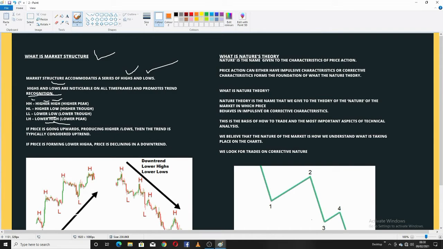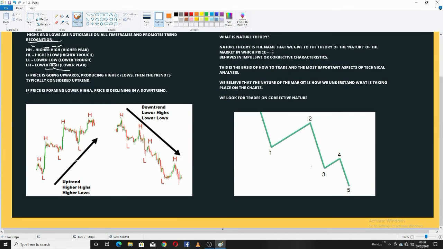Let's look at the nature's theory. What is the nature's theory? Nature's theory is the name given to a characteristic of price action. Price action can either have impulsive characteristics or corrective characteristics. This forms the foundation of the nature theory, which is the theory of the nature of the market, where price behaves in impulsive or corrective ways.